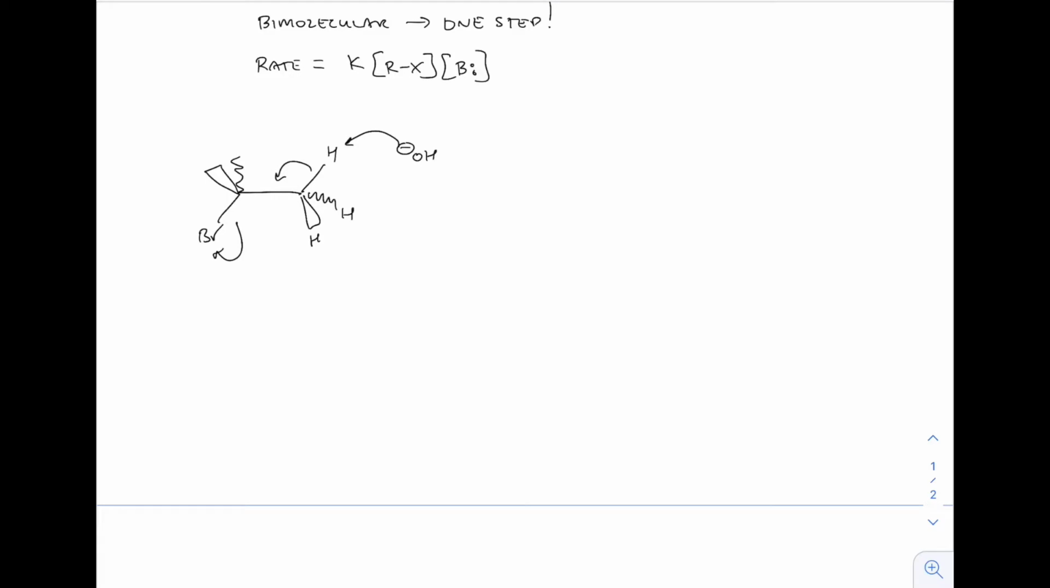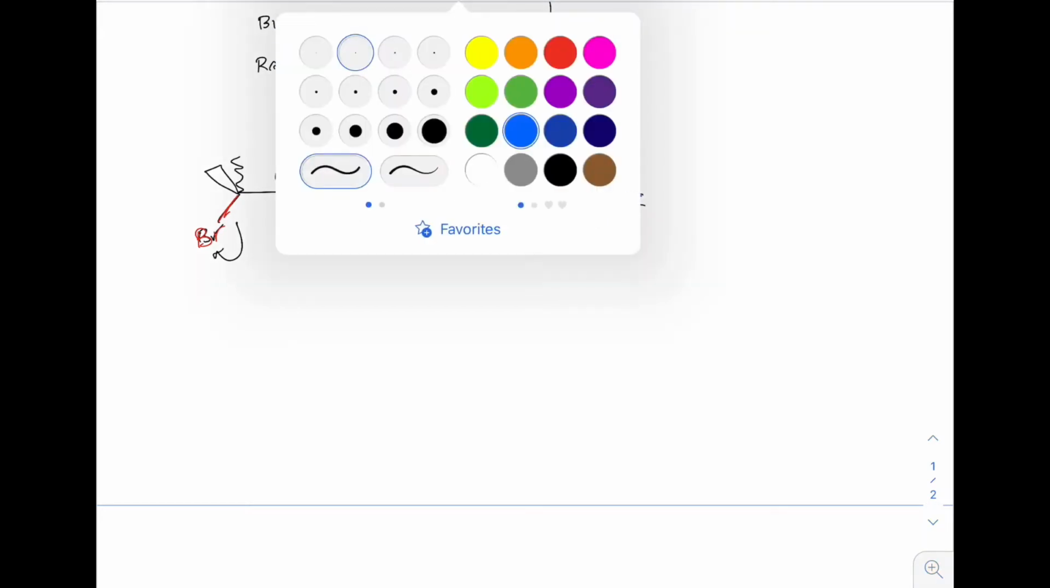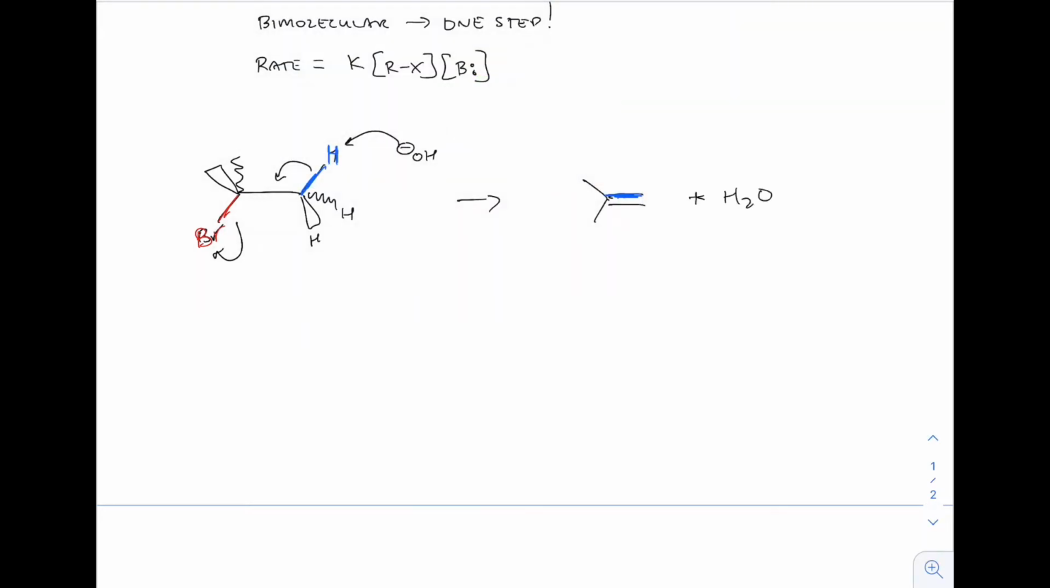So let's go ahead and draw out our generic alkyl halide, and we swoop on that beta hydrogen with a strong base like hydroxide, and that forms that pi bond and kicks out the leaving group, okay? I'll highlight the hydrogen in blue and the leaving group in red, because I want to show you where those electrons end up, and that is here as that pi bond. So we also end up with water as well as bromide ion as a byproduct.